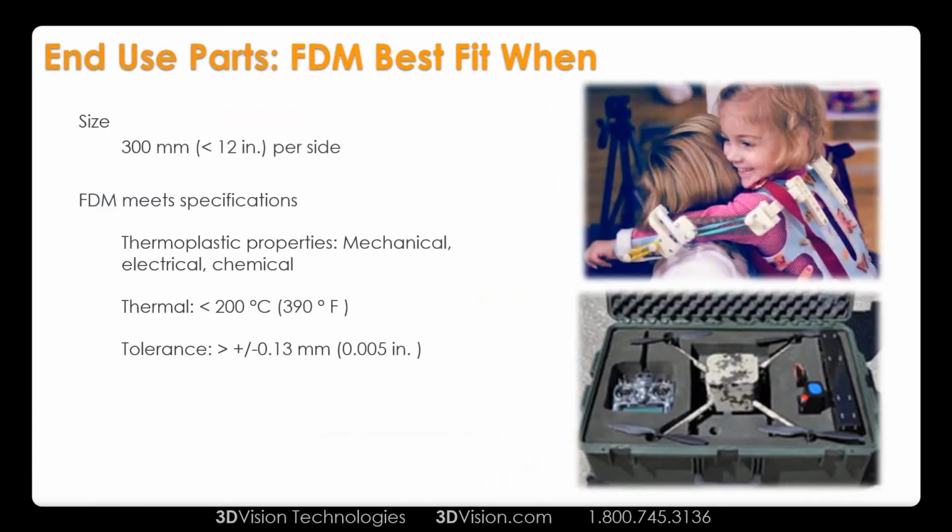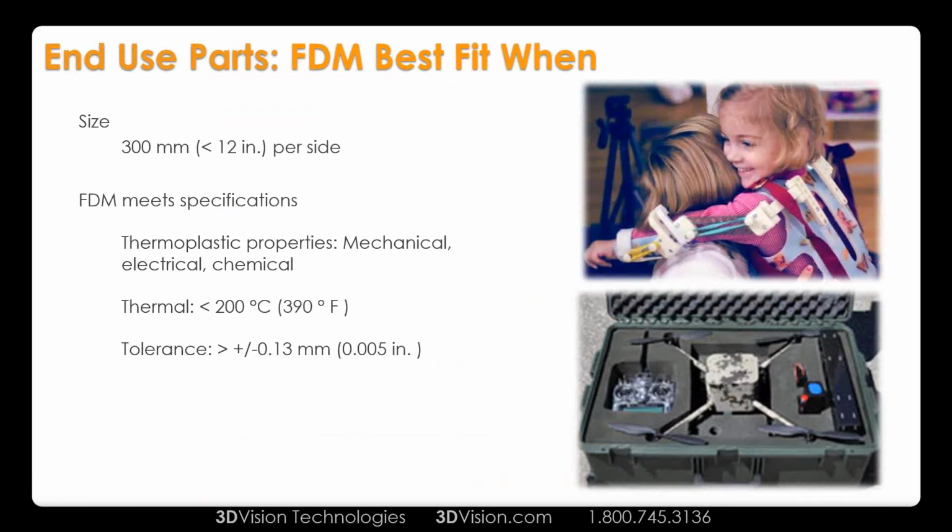So FDM is also a best fit when the size is basically within our build envelope. Here we say about 1 cubic foot or less. Anything that fits within the build envelope can be done. And the FDM materials need to meet the specification and properties of our end-use parts, whether that's mechanical, electrical, or chemical. For thermal, we like to be below 390 degrees Fahrenheit, and the generally acceptable tolerance is plus or minus 5 thou. Now that plus or minus 5 thou is material to material and machine to machine, so we can hit tighter than that. Using ABS, for example, is more dimensionally stable than Ultem.